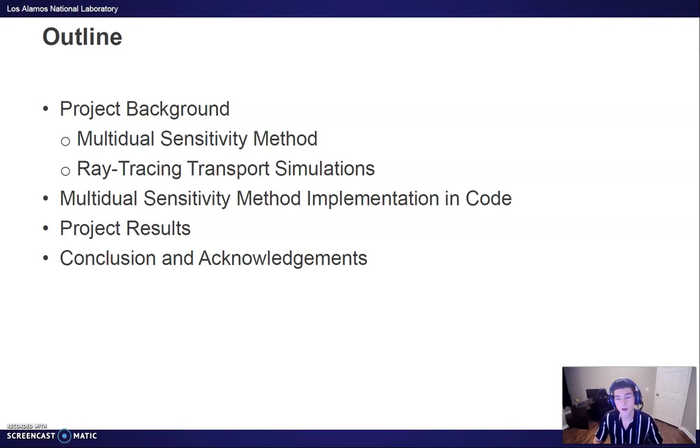So first, I'll go over how we can obtain derivatives using multidual numbers. Then I'll go over the simulation in which I implemented the code, which is a ray tracing transport simulation. And then I'll discuss the process of how this method can be implemented in code. And then I'll present some numerical results that verify this method. And then finally, the conclusion.